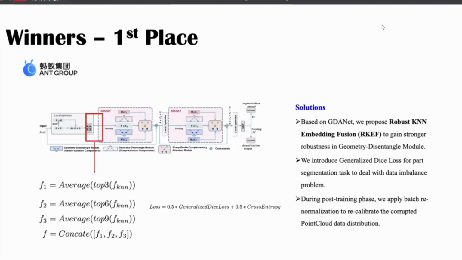We embed the top K mean features of KNN clustering, here specifically top 3, top 6, and top 9 to enhance the model capacity. And the results show that the better the KNN features fuse, the more robust the network is. Besides, in the part segmentation task, we also observe a severe class imbalance problem for small parts, especially in sophisticated objects, which might result in suboptimal solutions. So we introduce generalized dice loss together with cross-entropy loss for the part segmentation task to deal with the data imbalance problem. Lastly, during the post-training phase, we apply batch renormalization to recalibrate the corrupted point cloud data distribution. And this helps to resolve the large gap existing between the training and testing data.